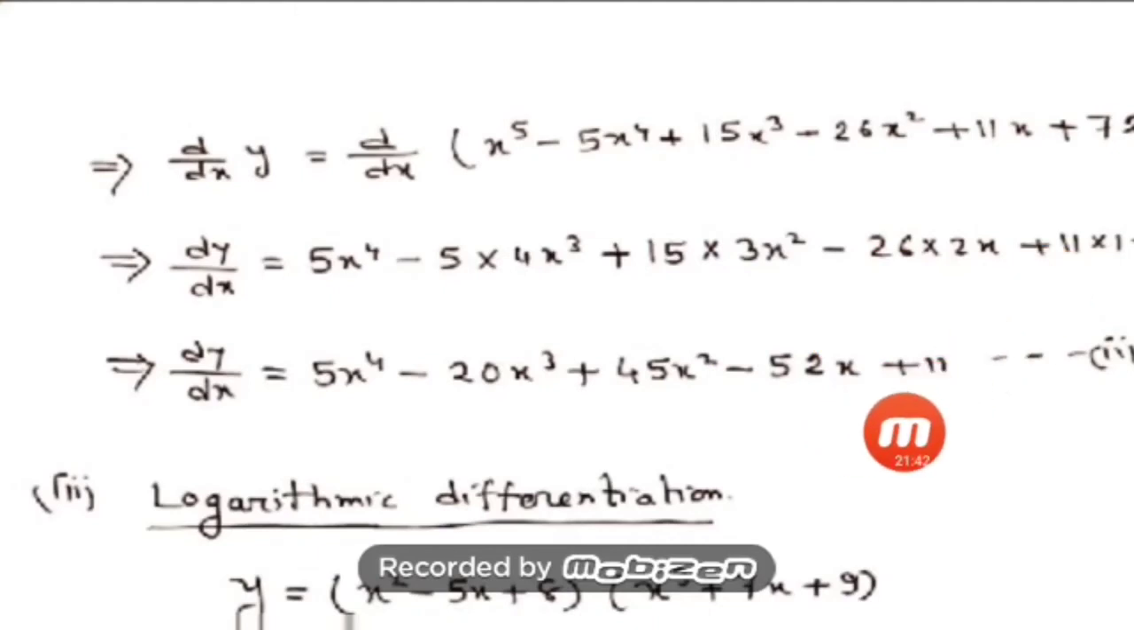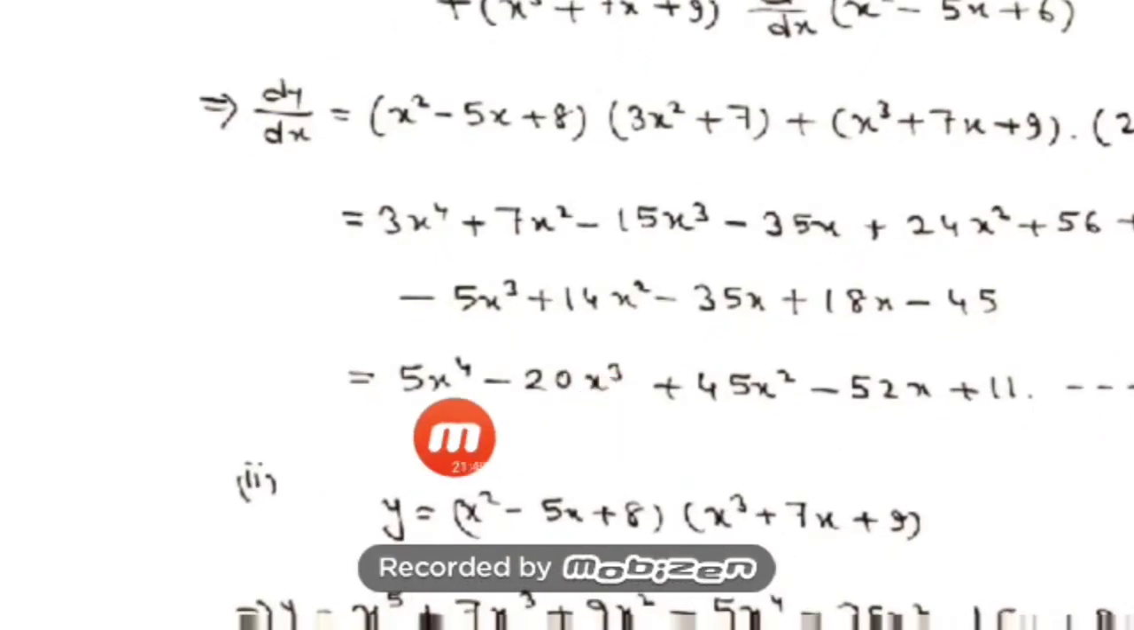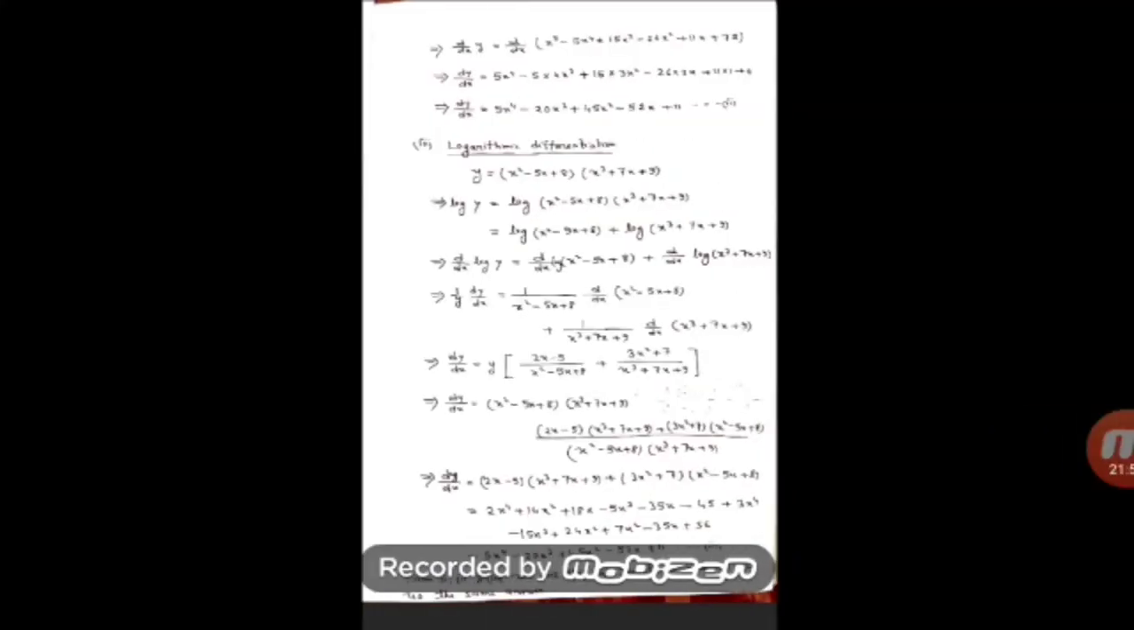If you see, number 1 and 2 are similar. You see 5x to the power 4, 20, 45, 52x. It is the same as 1: 20, 45, 52. Okay. So 2 and 1 we have got similar.